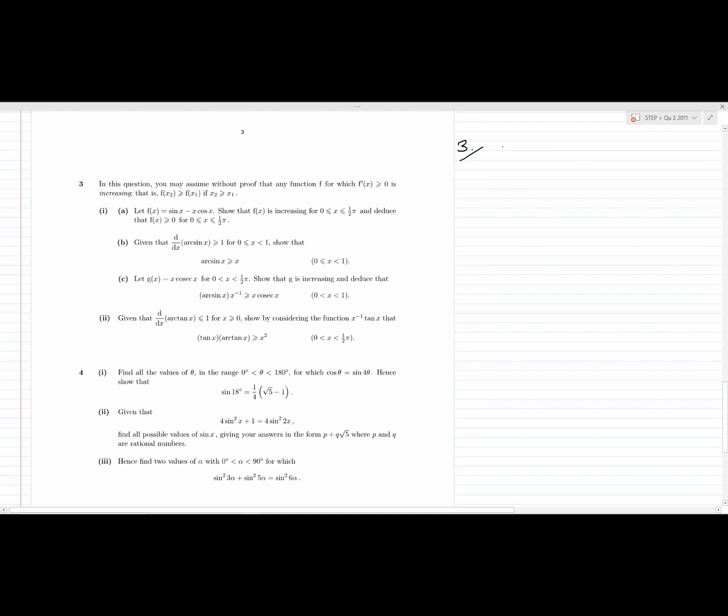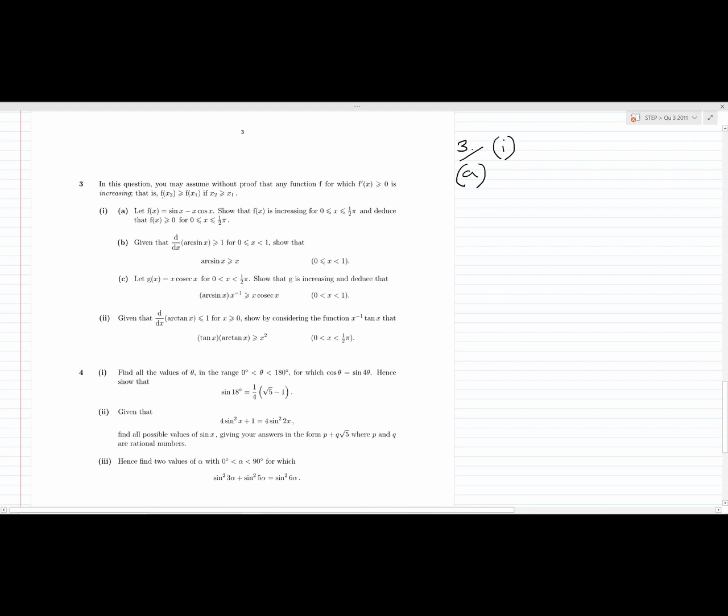So we'll just put a 3 here, to look at part 1 and A. Before we look at it, let's just have a look at what this statement is all about. It says that any function f for which the gradient is greater or equal to 0 is increasing. We may assume this without proof.